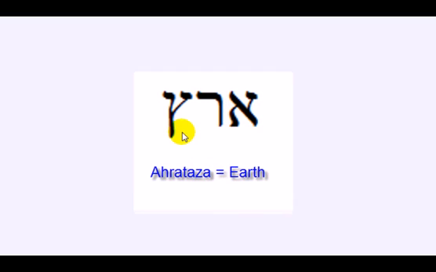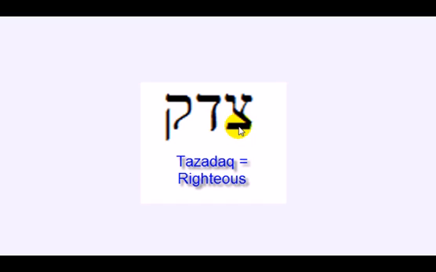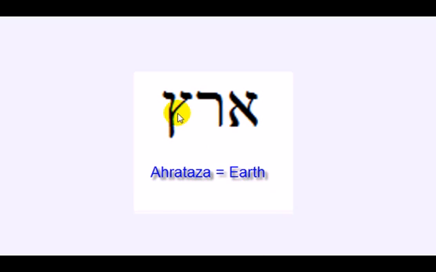But when the taza is at the end of a word, like in the word arataza, which means earth, you would use the final taza. Taza at the beginning for tazadak, righteous. Taza for the end, like in the word arataza, which means earth. So that's the difference.